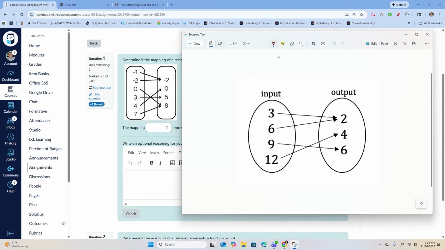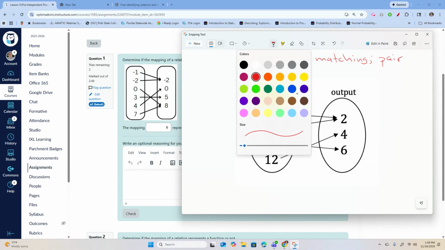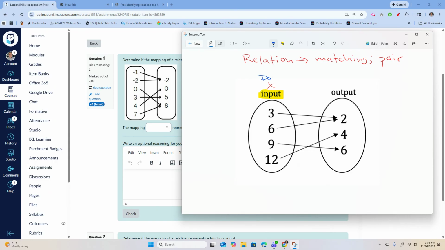First, what is a relation? The word relation. A relation is a matching, also a pairing. I'm going to pair, and basically we're going to pair two numbers. One number from one group, which we're going to call the input. Sometimes we're going to call it X. Some other times we're going to call it the domain. So it has different names. The first group is going to have different names.